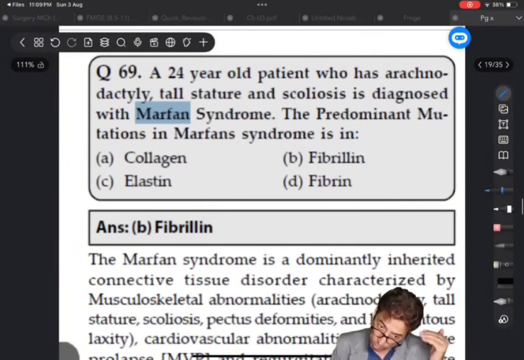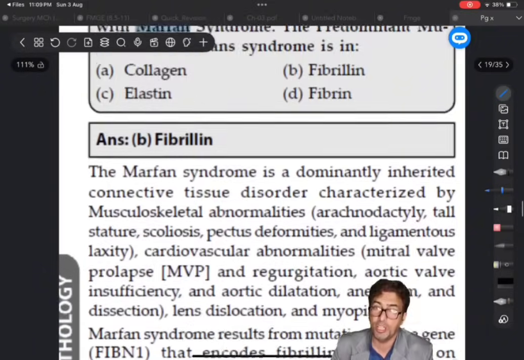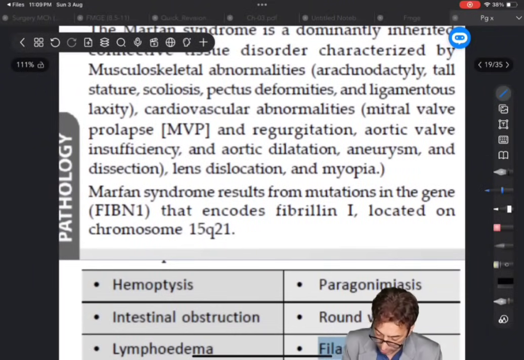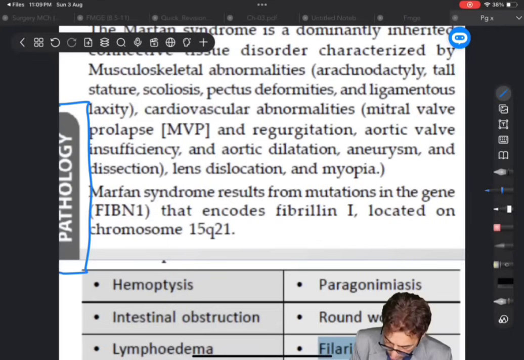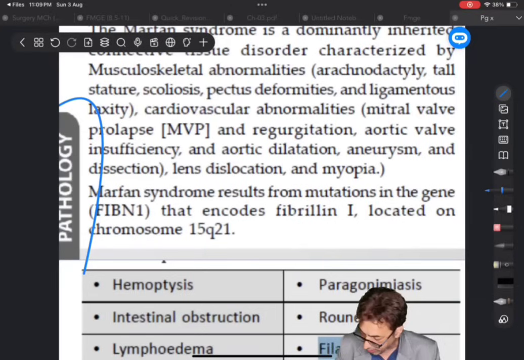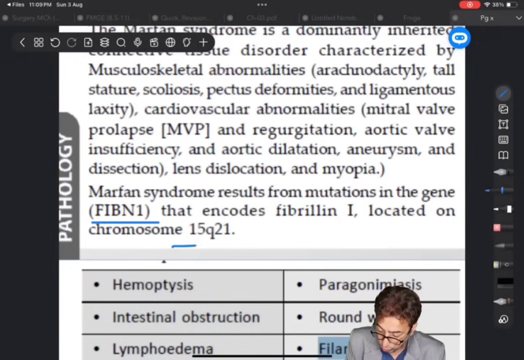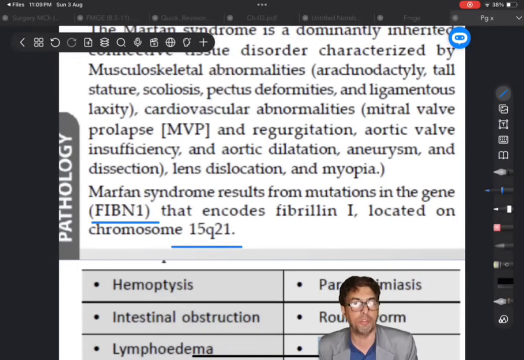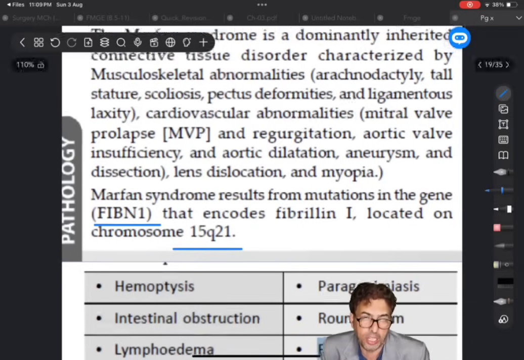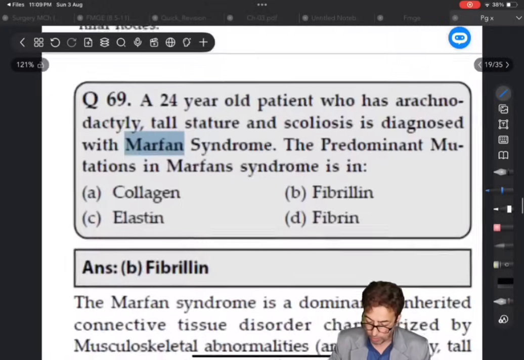Then a question asked quite a few days back in FMGE, and over here, Marfan syndrome, and this is the pathology section of my book. I would just try to focus on the question itself. So mutation in the gene, fibrillin gene, FBN1. So fibrillin gene, and I have also mentioned the chromosome number and the arm of the chromosome. Very few books have given it, but I had expected this question in my previous lectures. So over here, this is the question.